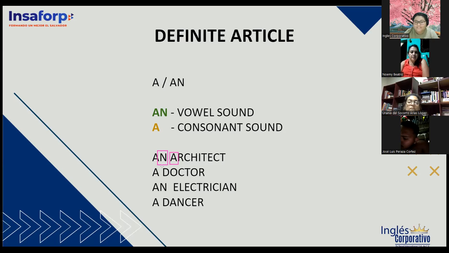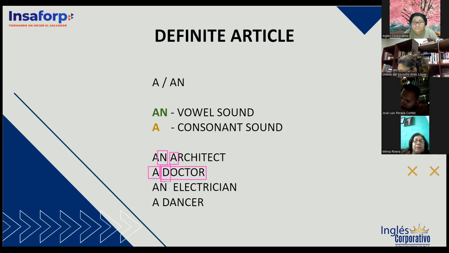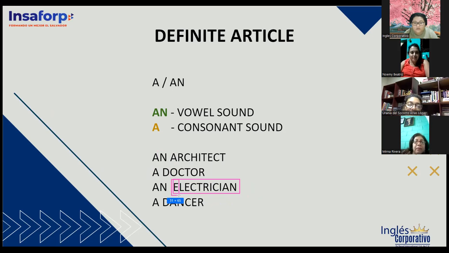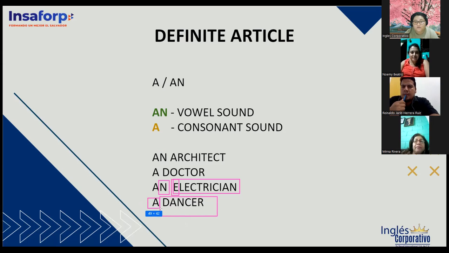En este caso. Luego tenemos acá doctor. ¿Con qué letra empieza? Con una D. Entonces el sonido es de consonante, right? Entonces, como es un sonido de consonante, antes yo debo tener la vocal. Esa sería mi lógica, right? Entonces digo a doctor. Luego tengo electrician. Electricista, right? ¿Con qué empieza electrician? Con una vocal. Entonces, utilizo la palabra con vocal, right? An electrician. Y así para cada uno. Luego, dancer. Con una consonante.